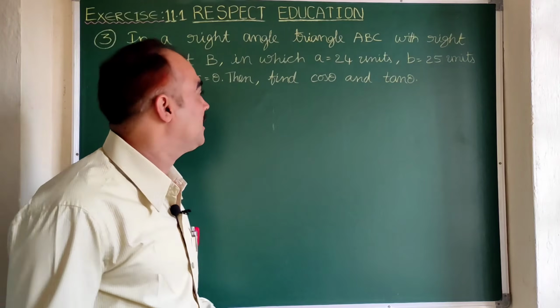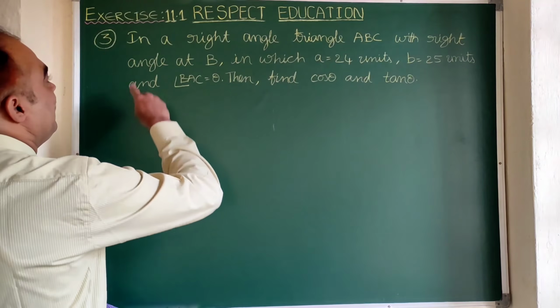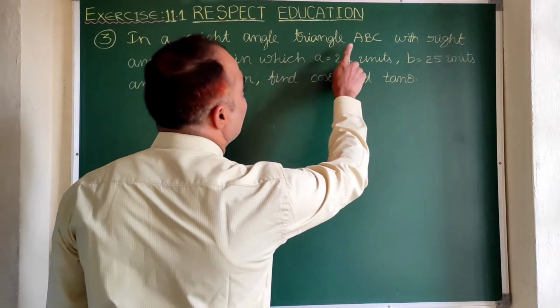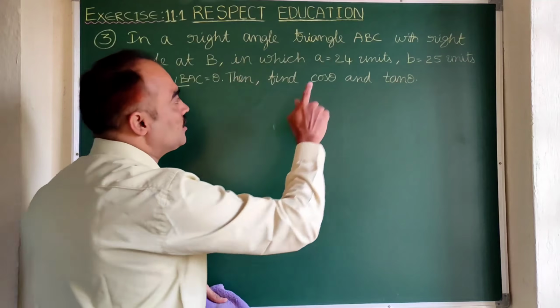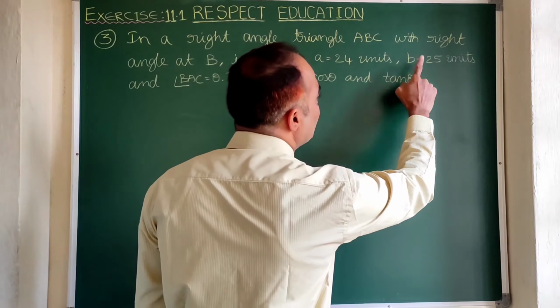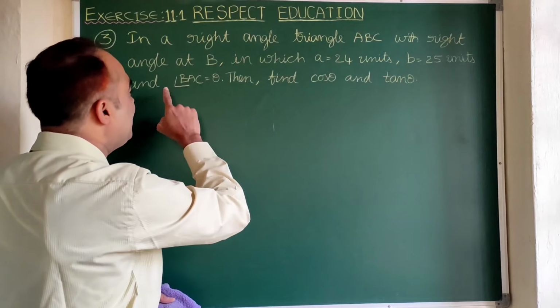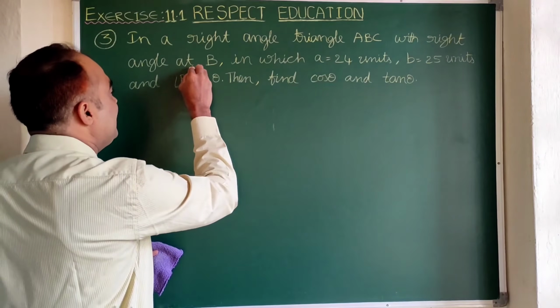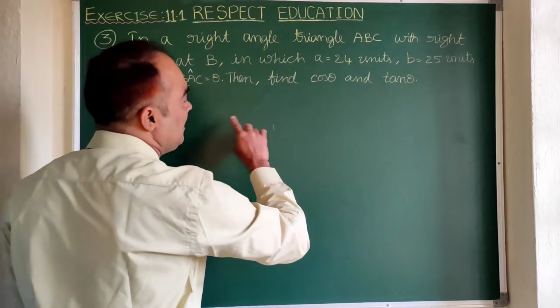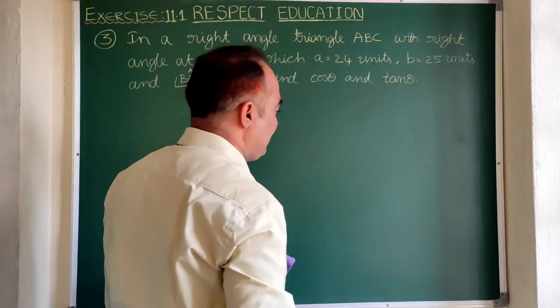Now let us see question number 3. In a right angle triangle ABC with right angle at B, in which small a equal to 24 units and small b equal to 25 units and angle BAC equal to theta. That means the angle at A is theta. Then find cos theta and tan theta.